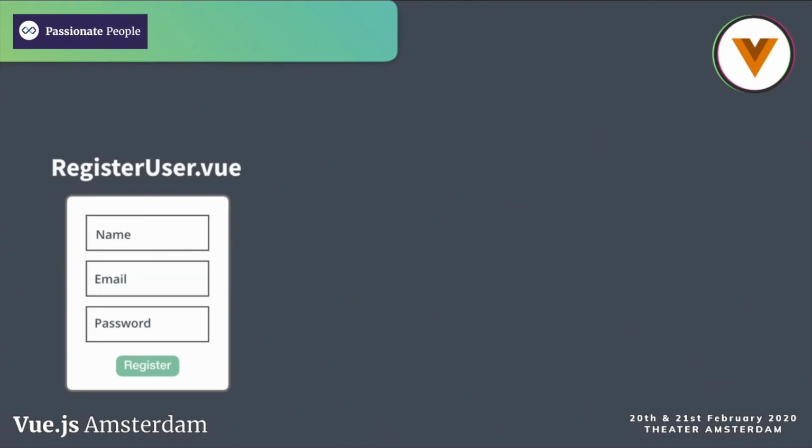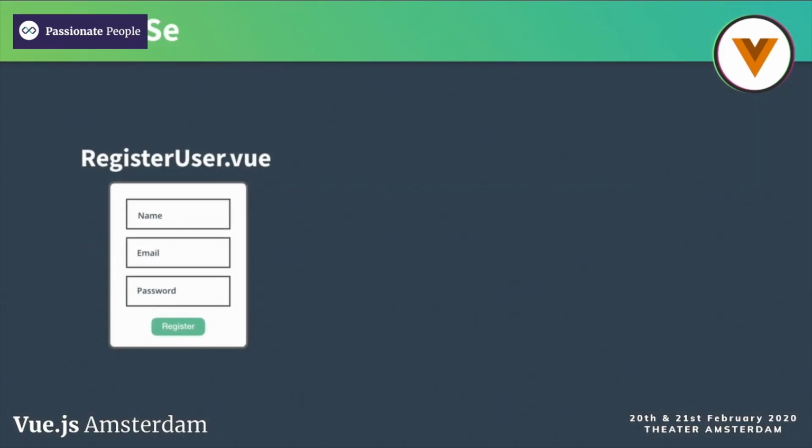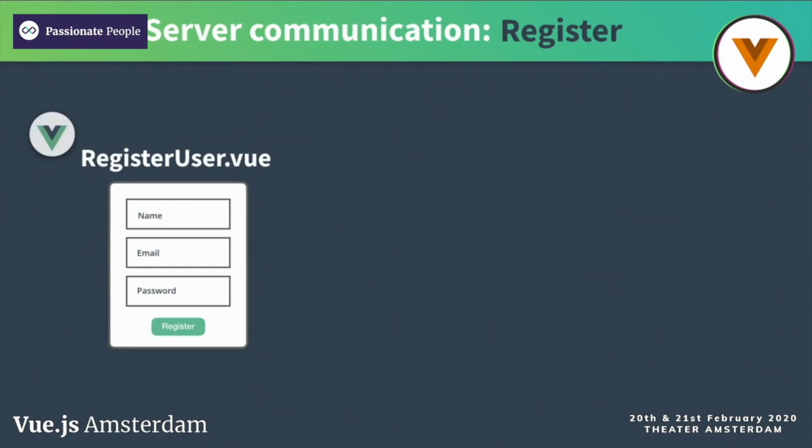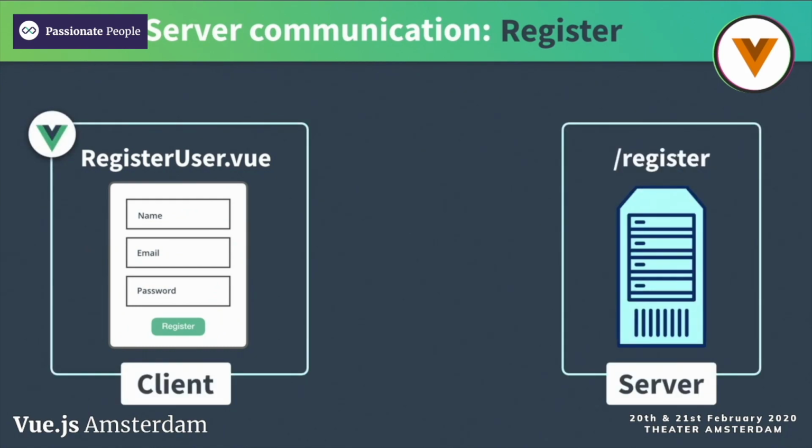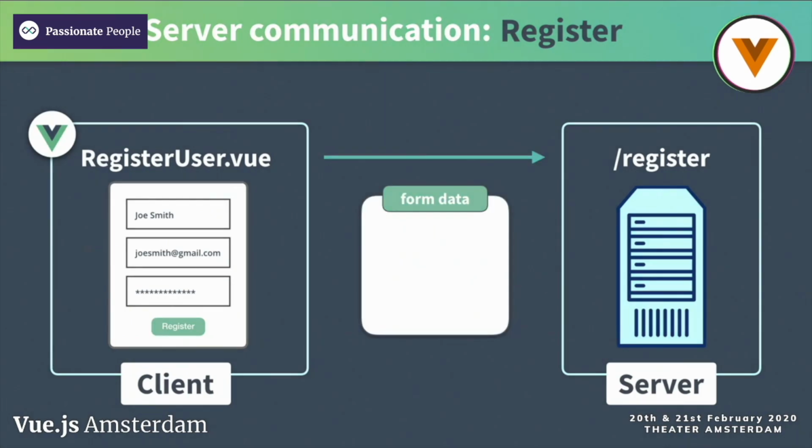Cool. So let's get started. And we'll start with a register step. And to really get started, we need to understand the client-server communication here. So we have a user logging in. As soon as they hit that register button, we're going to make a call out to our register endpoint, sending along that form data, so all that user data.